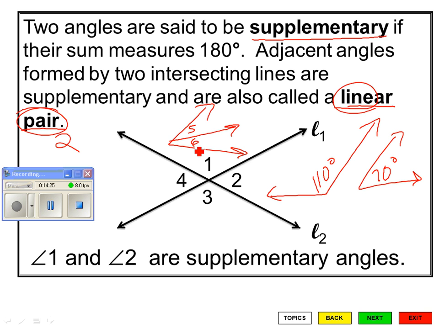The key thing here, the one that we're going to use the most, the supplementary, because that tells us that this angle and this angle have to add up to be 180. So if you knew that this angle was 60 degrees, then you could find the measure of angle 1 by subtracting that from 180.